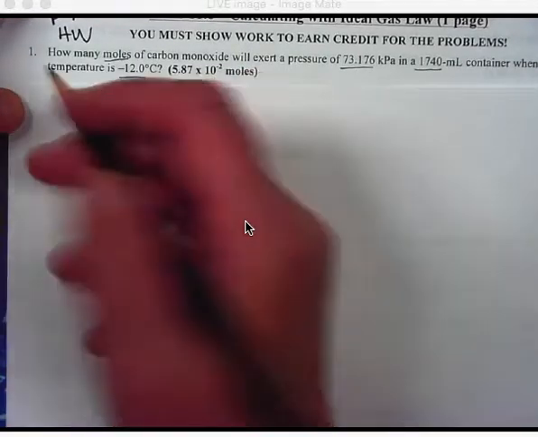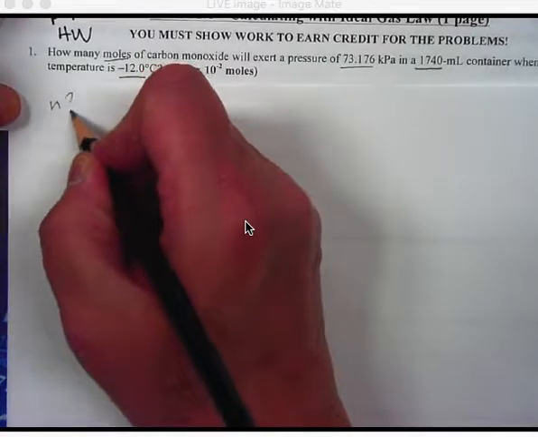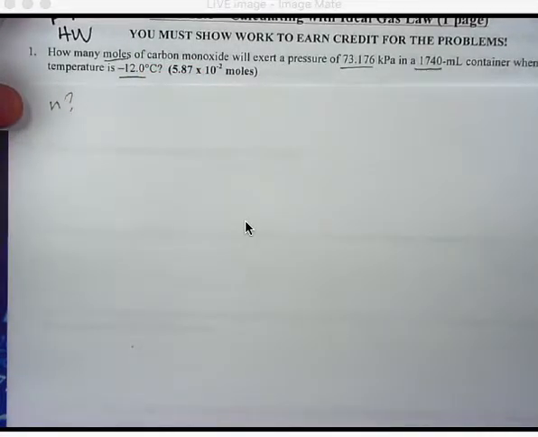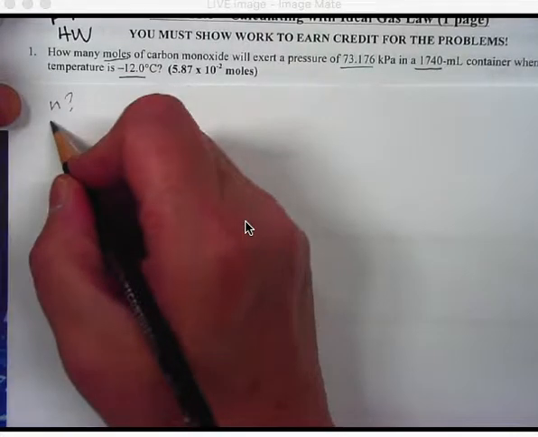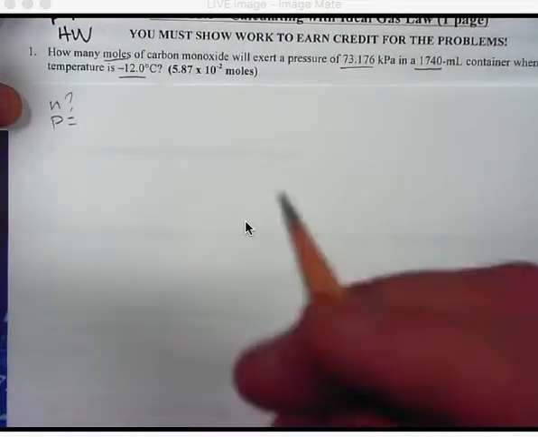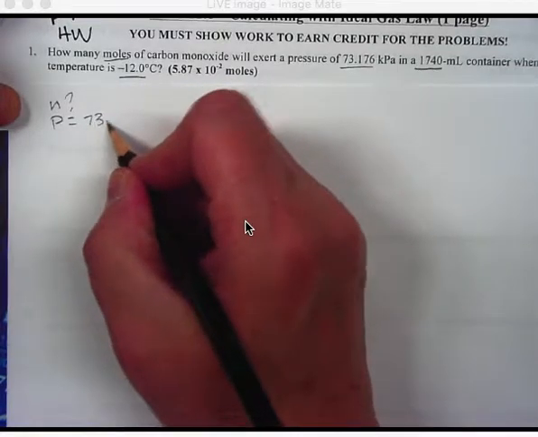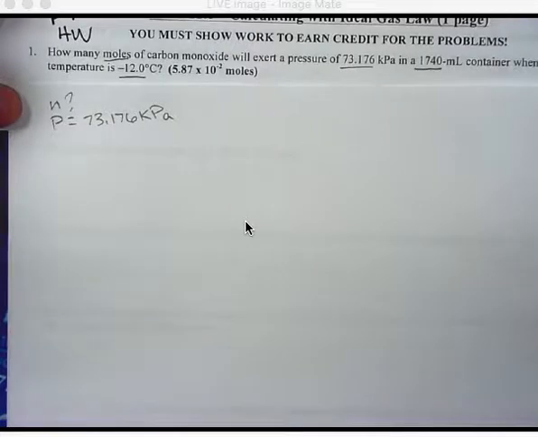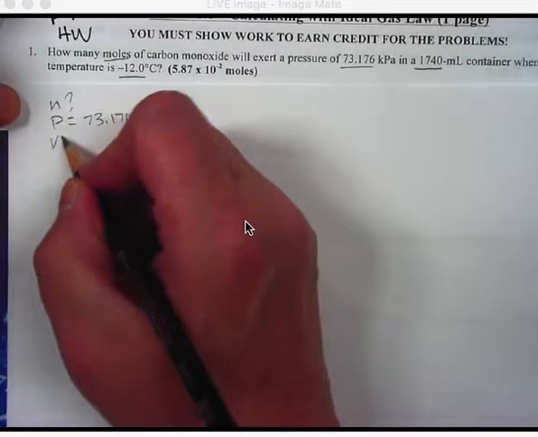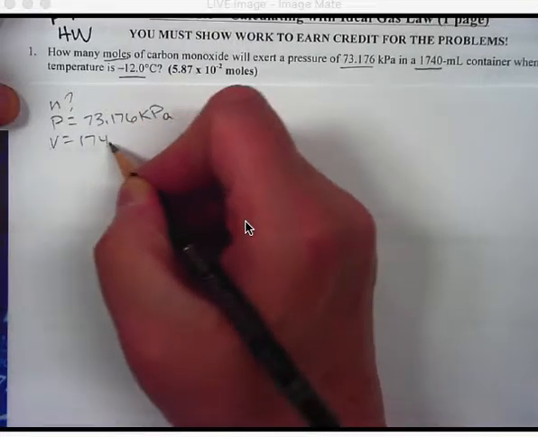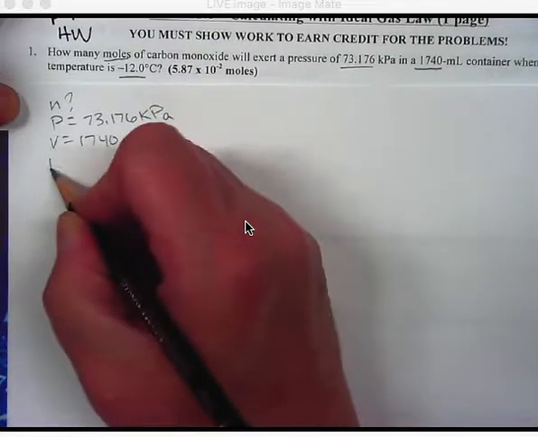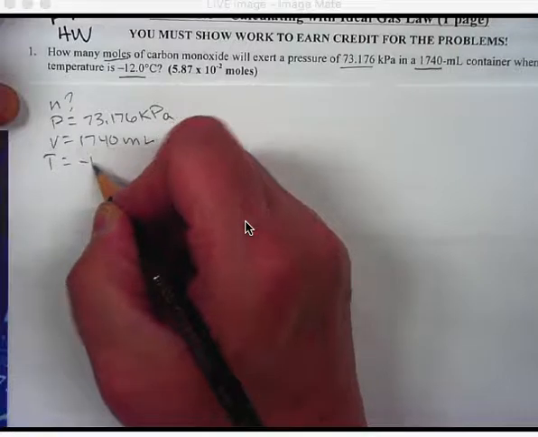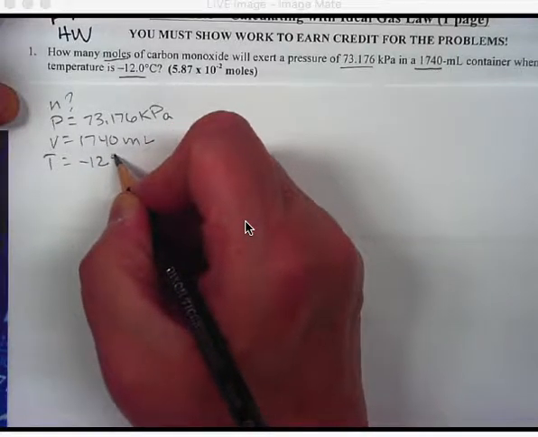My question is how many moles? So N is what I'm looking for. I have 73.176 kilopascals. That's my pressure. And my volume is 1740 milliliters. And temperature is minus 12 degrees Celsius.